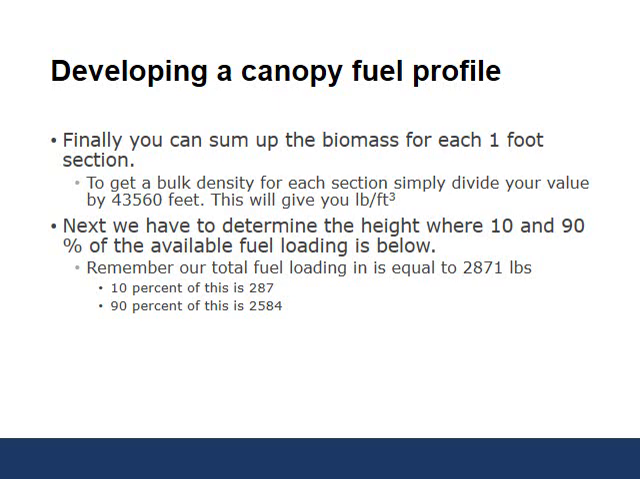You then sum along each column to get the bulk density for each foot in the canopy. After we have the total biomass per tree, it is typically expressed in pounds per feet cubed. So divide by 43,560. Next, we must determine where 10% and 90% of the available fuels are in terms of height.